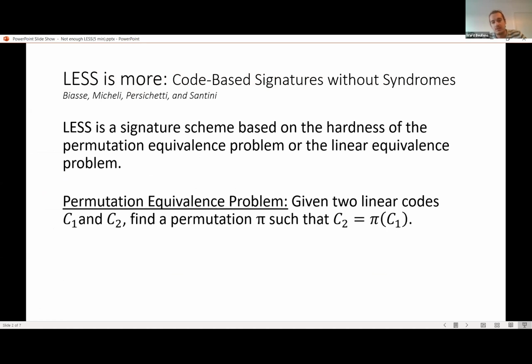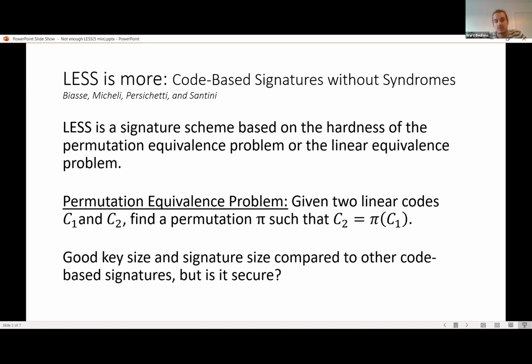What is this? In this problem, you're given two linear codes, C1 and C2, and a promise that there exists a permutation that maps one to the other. And the problem is then to find this permutation. So you find a permutation pi, so that pi of C1 is equal to C2. And by pi of C1, I just mean the code that you get by applying the permutation pi to every code word in C1.